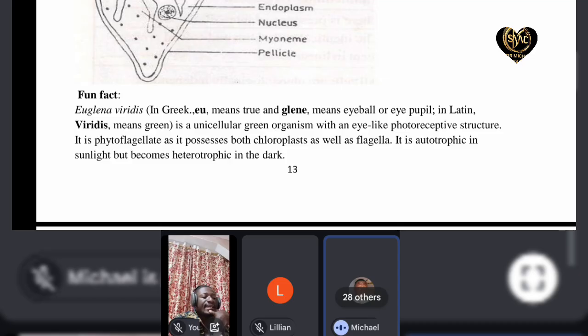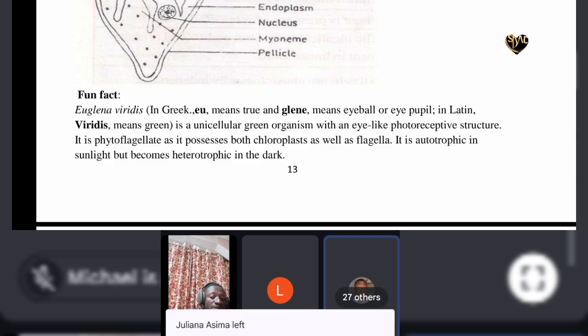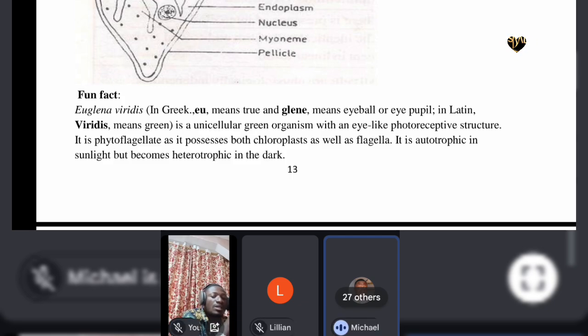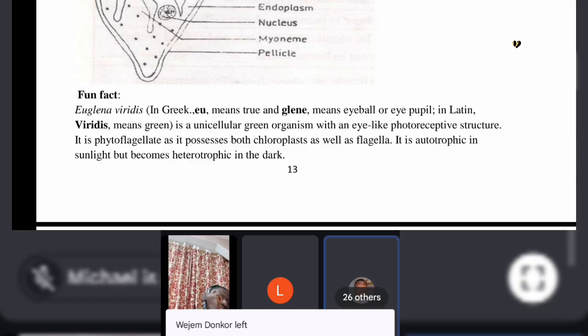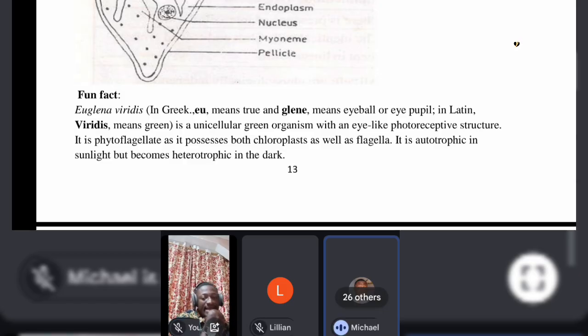So it is autotrophic in sunlight. So when there is sunlight, conditions are favorable, it can undergo photosynthesis because of the chlorophyll in its chloroplast. It can prepare its own food. Then, if there is no light, or it doesn't have access to light, or cannot photosynthesize, then it will use its mouth pore and the gullet to ingest food inside. So if light is there, fine, it prepares its own food through photosynthesis. If there's no light, it then feeds heterotrophically by taking in or ingesting food from its environment.